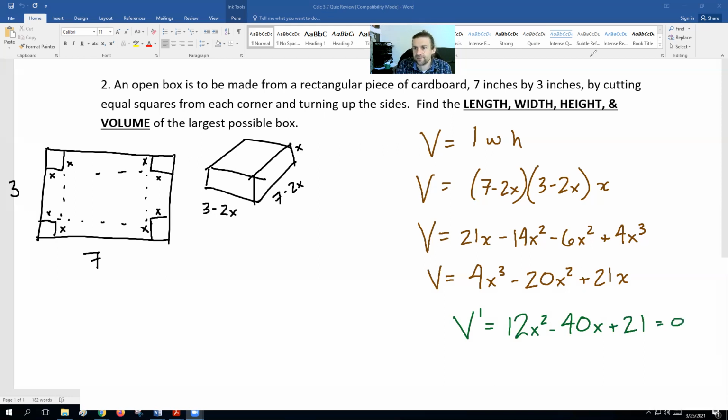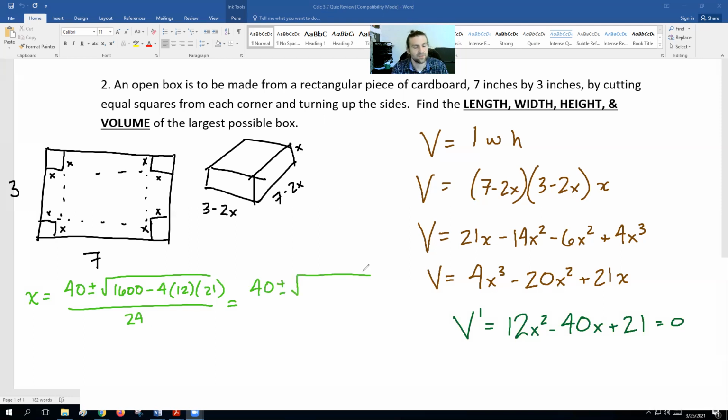Now, we could see if that factors. I don't think it does, so we have to use the quadratic formula. So x equals negative b, so that's 40, plus or minus the square root of 40 squared, which is 1600, minus 4 times 12, where 12 is a and 21 is c, all over 2 times a, so that's 24. Man, this is going to be lovely. Luckily, we have a calculator here to make our life easier. We got 40 plus or minus the square root of, what is 1600 minus 4 times 12 times 21?